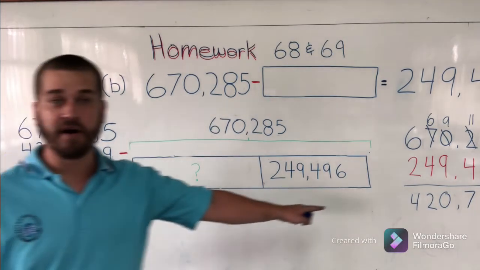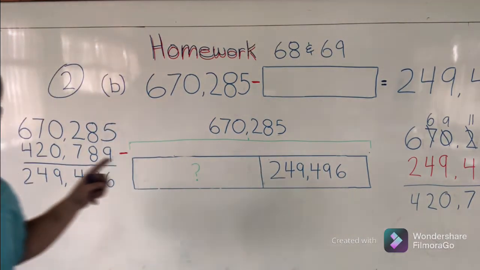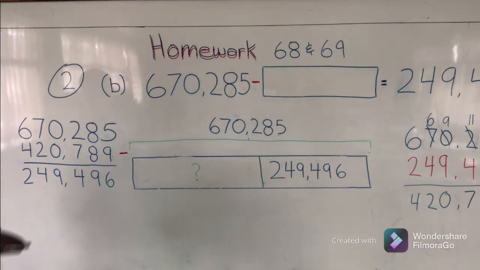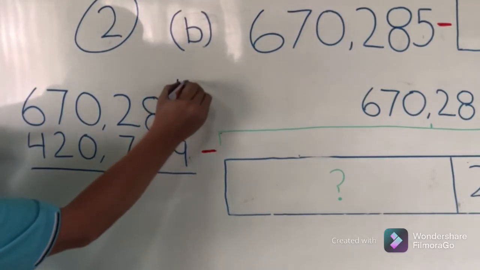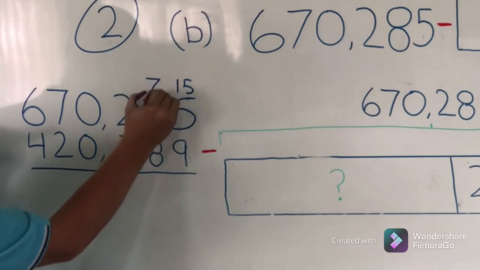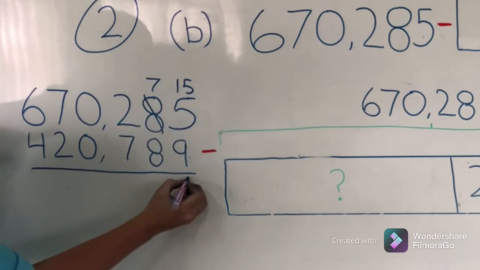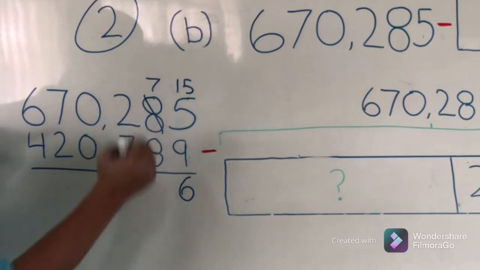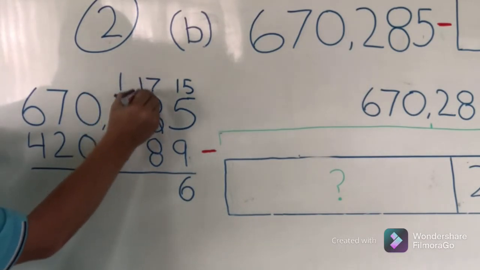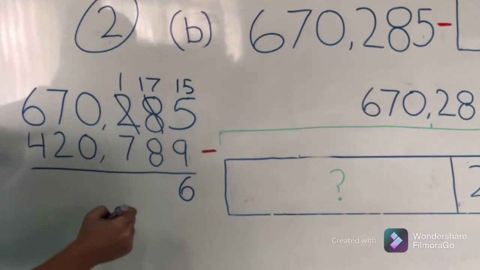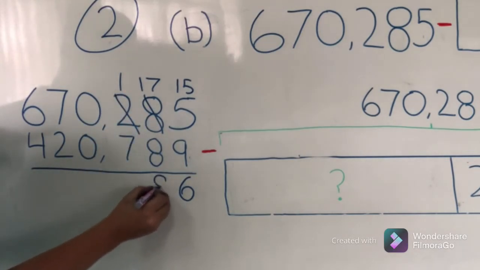So now that I've put our answer where our question mark was, now we can check our work. So 5 minus 9, we cannot do that. We have to make it a 15, make this a 7. This would be 6. 7 minus 8, we can't do that. We have to take from our hundreds. So this becomes a 17. 17 minus 8 is 9.